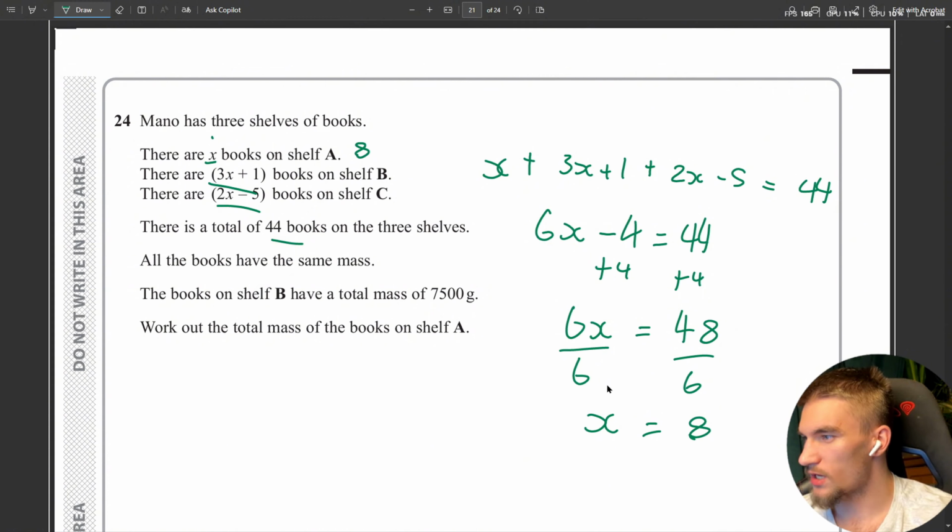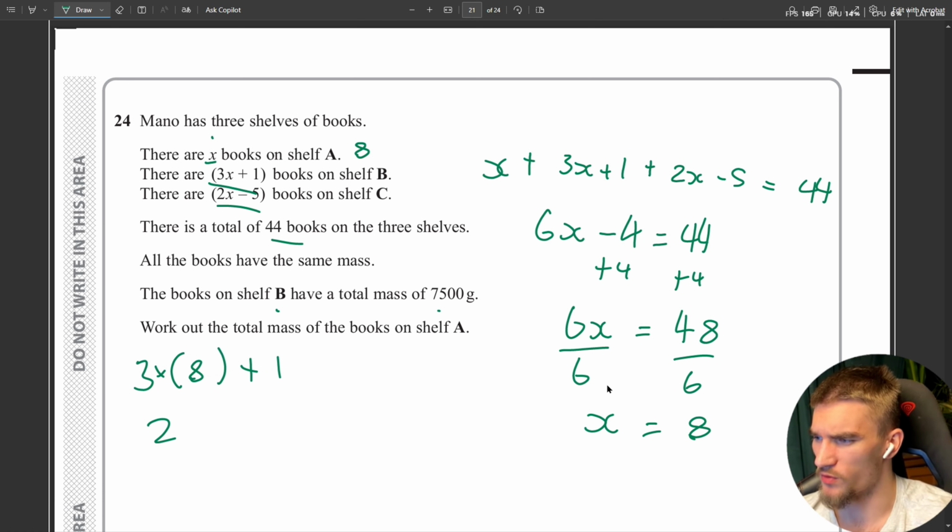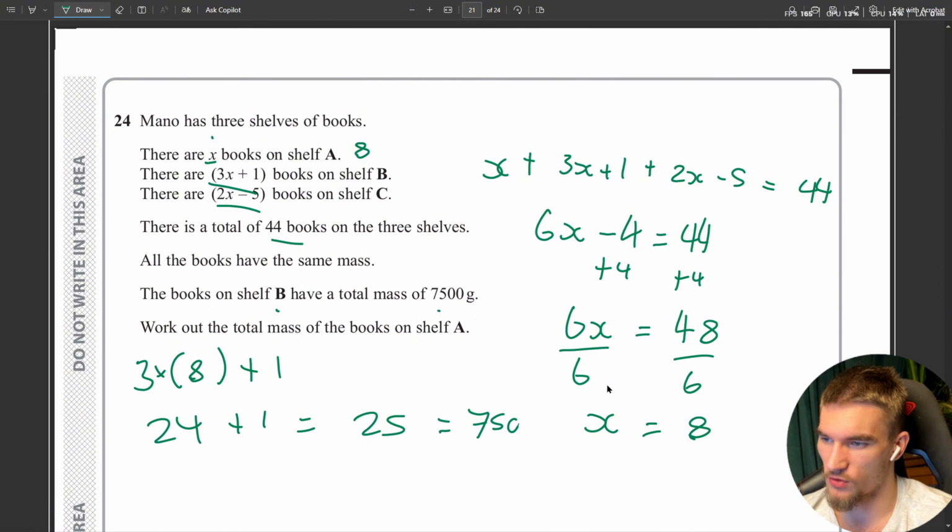And now they told me that books on shelf B have a total mass of 7,500. So I need to figure out how many books exactly there are on shelf B. So I know that x is 8, so 3x plus 1. So I'm just doing 3 times 8, replacing x with 8, plus 1, right? So 3 times 8 leaves me with 24, plus 1, that leaves me with 25. So I know there's 25 books on shelf B, and the mass is 7,500 grams.